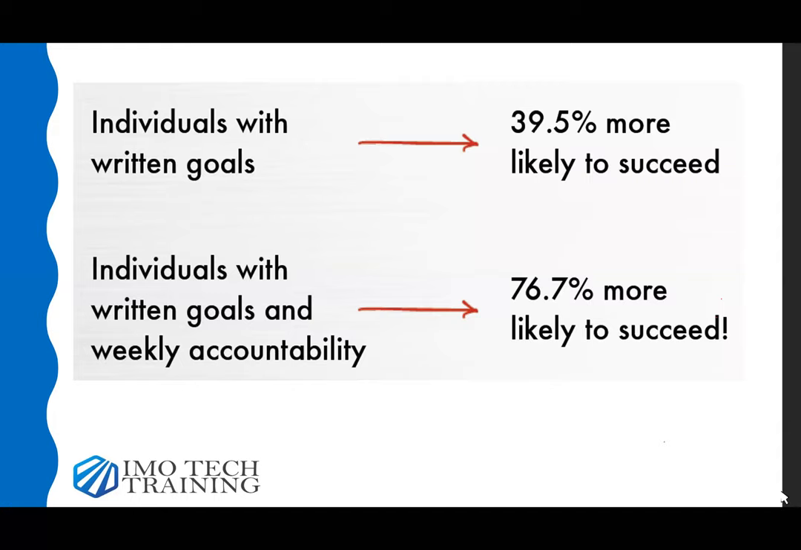So here's what happened. They went back 20 years after that class graduated. They went back and asked the surviving members to see how they did in life. So certain things you cannot calculate, but certain things you can. So they looked at the net worth, the financial status.